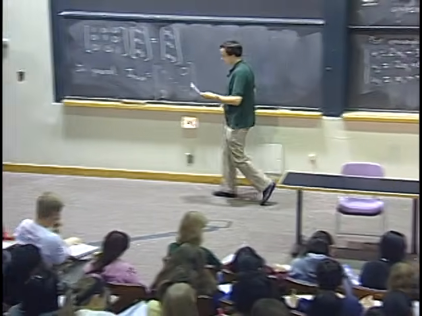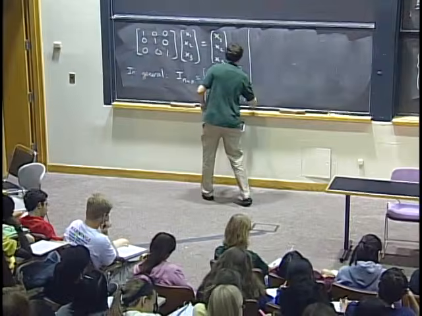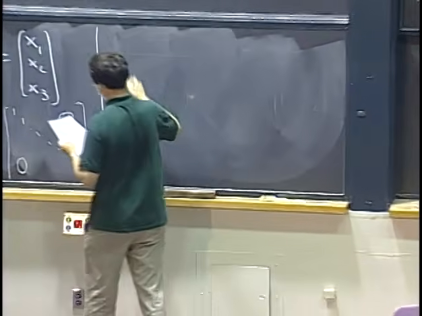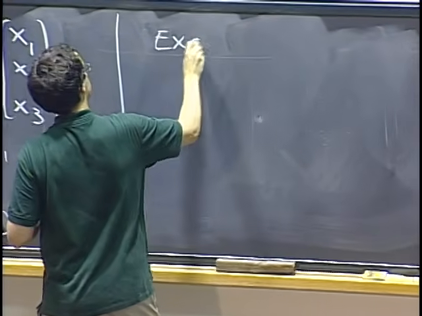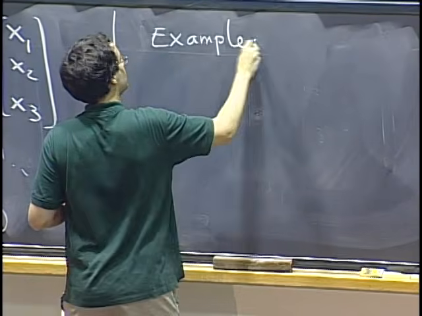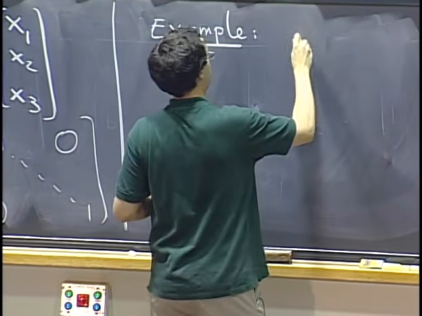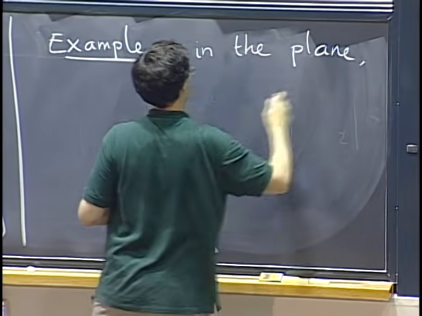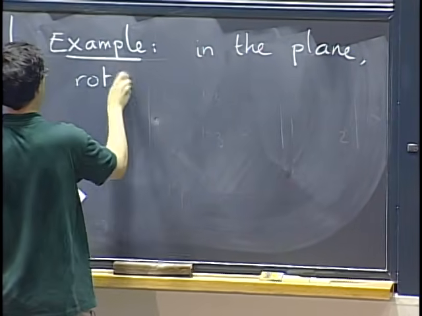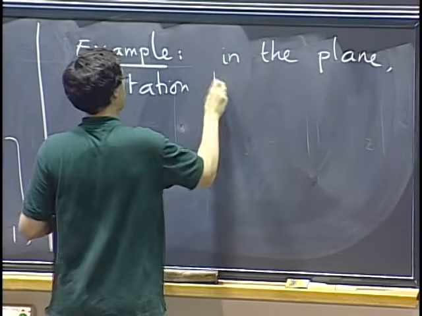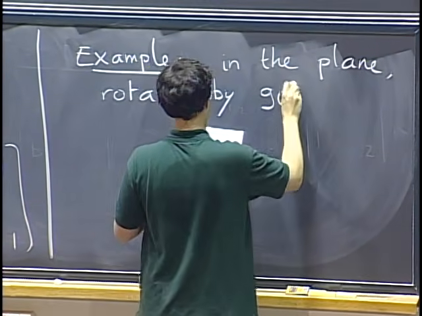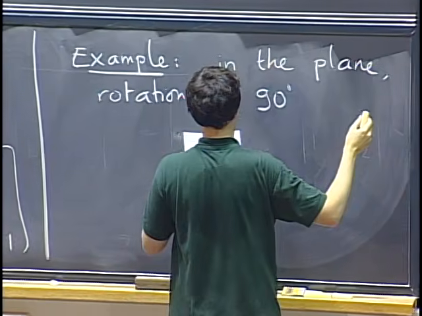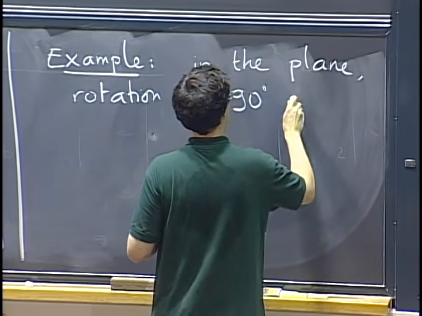Okay. Let me give you another example of a matrix. Let's say that in the plane, we look at the transformation that does rotation by 90 degrees, let's say counterclockwise.